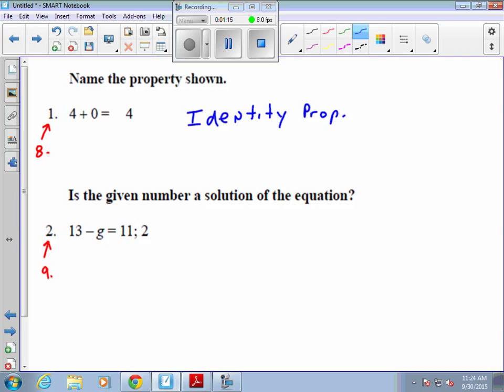Number 2, again, was number 9 on some of y'all's study guides. It says, is the given number a solution of the equation? When we plug in that number, 13 minus 2, is it the solution, which means is it a true statement? 13 minus 2 is, in fact, 11. So that's a true statement. So yes, it is a solution.